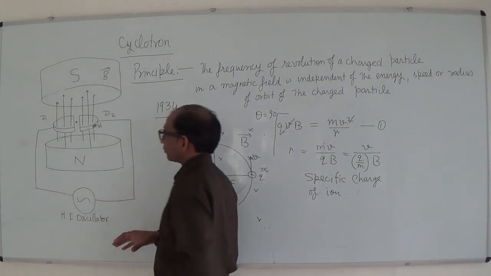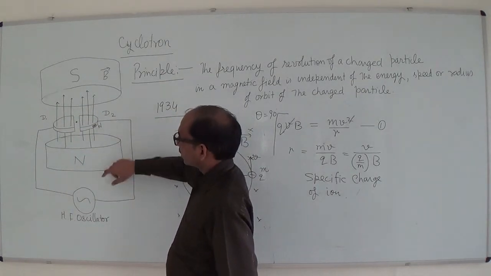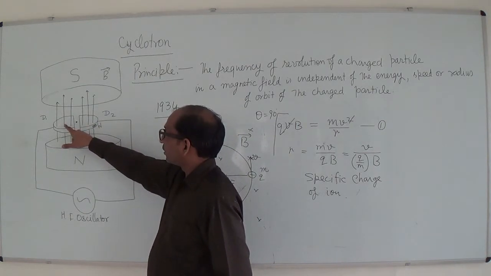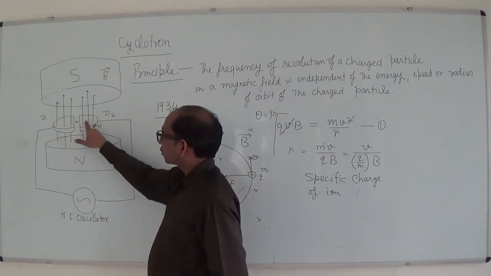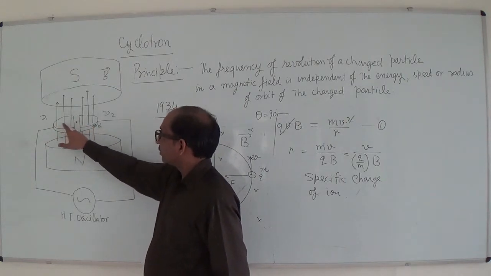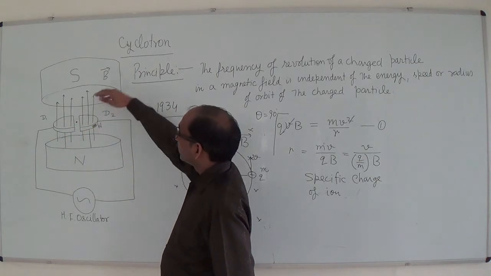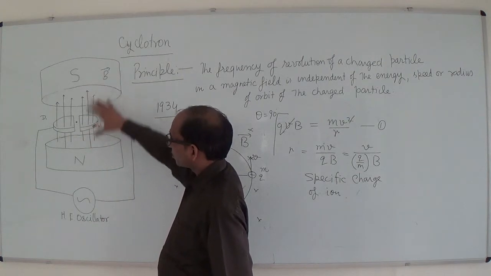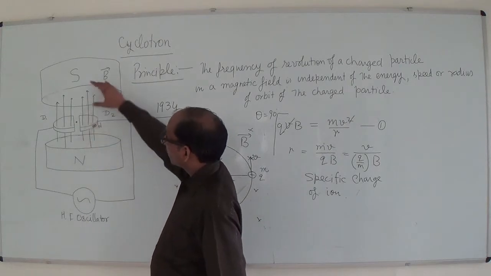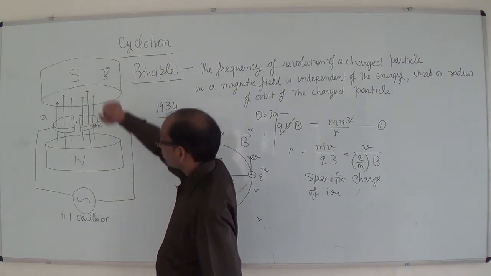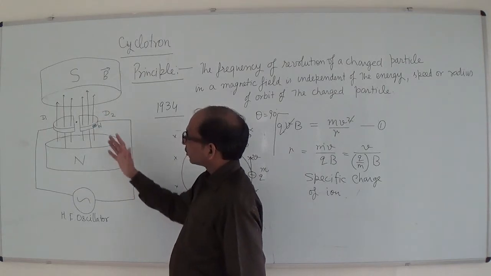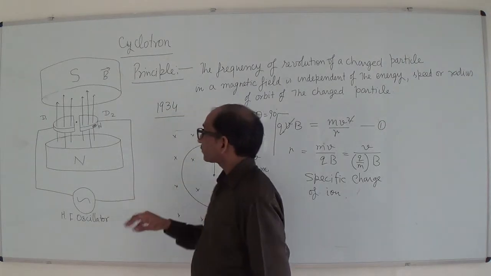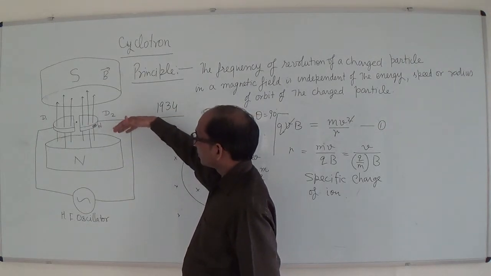Now from the construction point of view, here we have placed two segments, which are known as D's. So these are two D's, D1 and D2. This is the magnet, with the north pole, and the bottom of this one is the south pole. It is an electromagnet. This electromagnet is totally different from the natural magnet. This is based on a different principle.